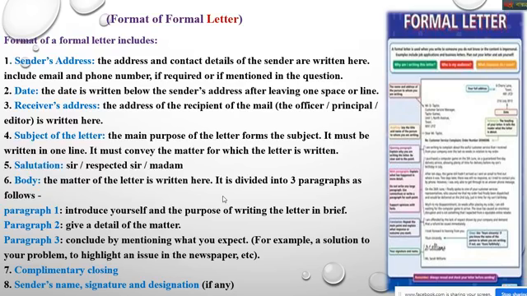First, sender's address. You see, the address and contact details of the sender are written here. Include email, phone number if required, or if mentioned in the question. And then date. The date is written just after the sender's address, and then receiver's address. The address of the recipient, the officer, principal, is written here. Then subject of the letter, then salutations, then body.